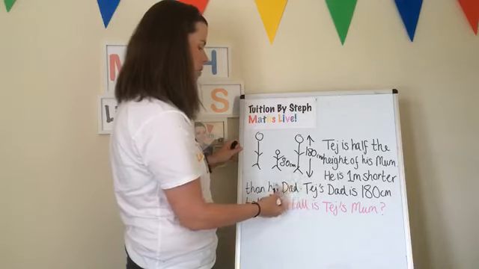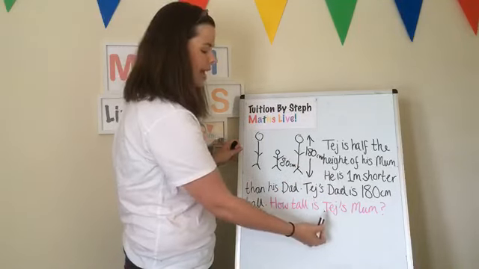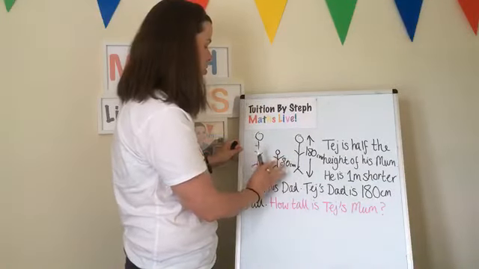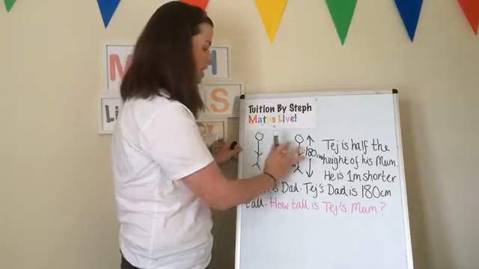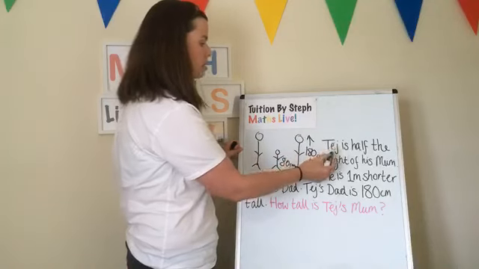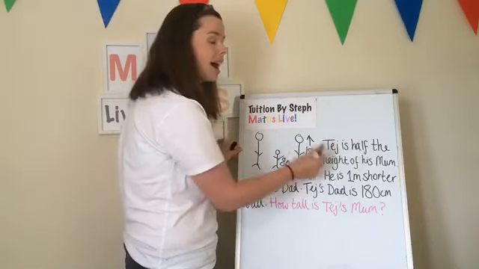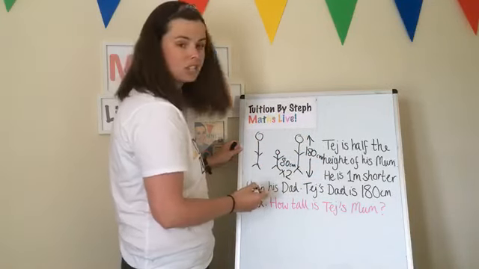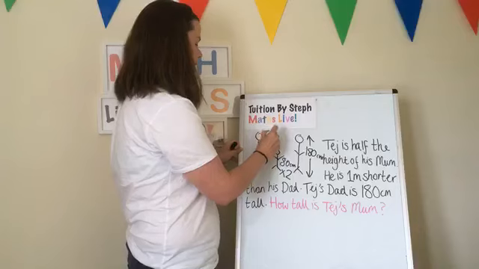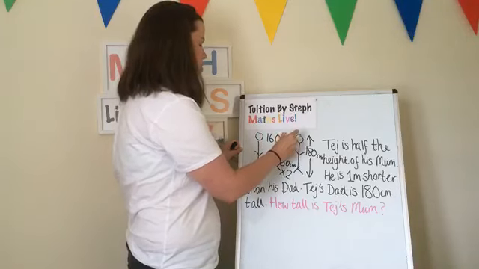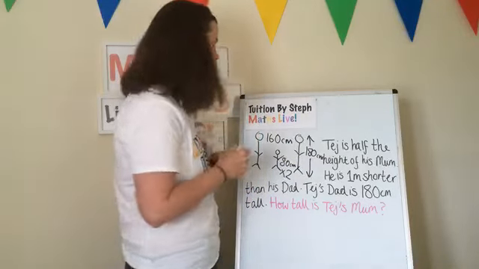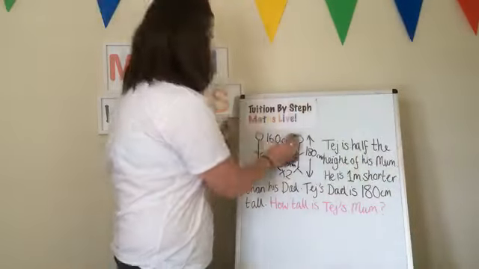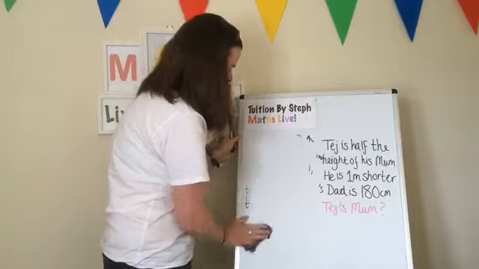Now, working backwards, we need to find out how tall is Tej's mum. So we need to find the clue in the word problem that compares his mum with either his dad or Tej himself. It says, Tej is half the height of his mum. So we need to double Tej's height. 2 8s are 16. So his mum is 160 centimetres tall, or 1 metre and 60. Well done.